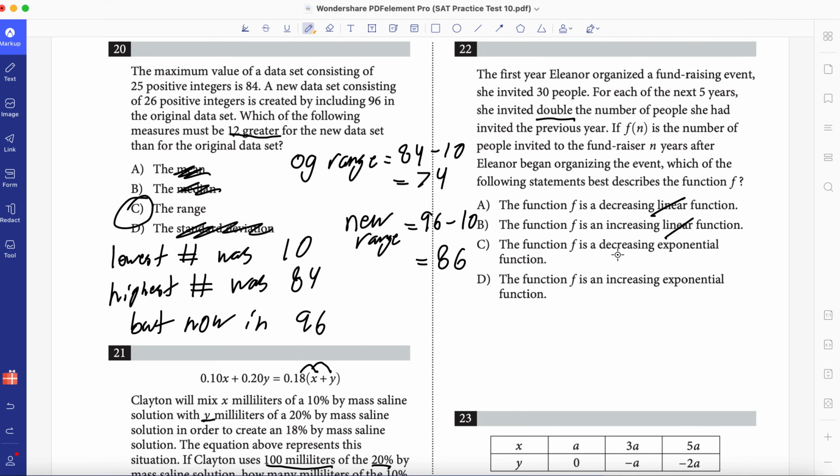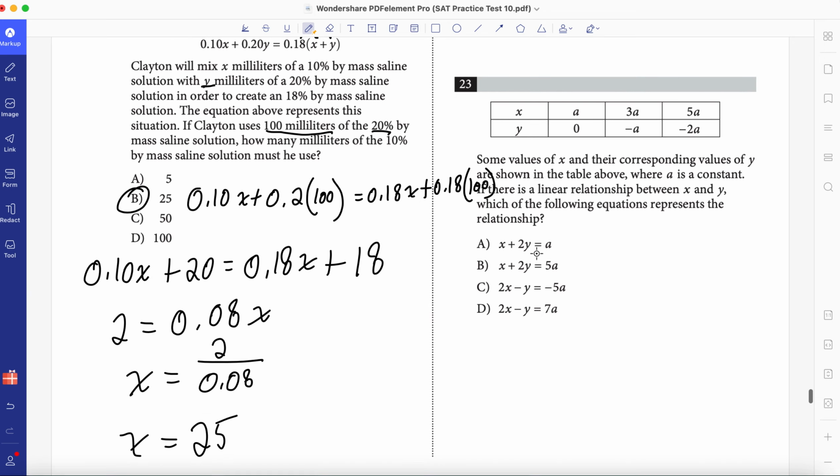And then the function f is decreasing exponential. No, she doubles. If it said she halves the number of people, so she'll bring half the people next year and then half of that half, that would be decreasing. But the answer here is just D, because it is not decreasing, and we know it's not linear. So that's just elimination.